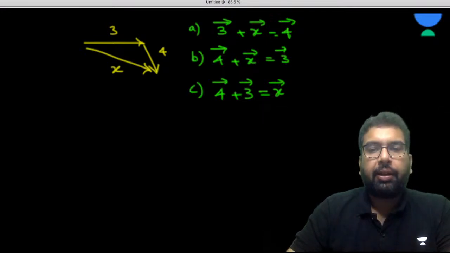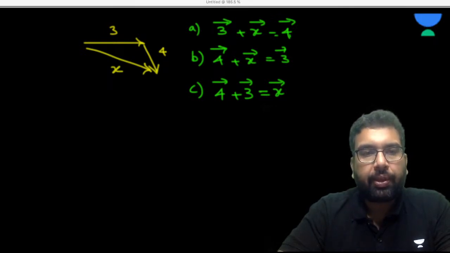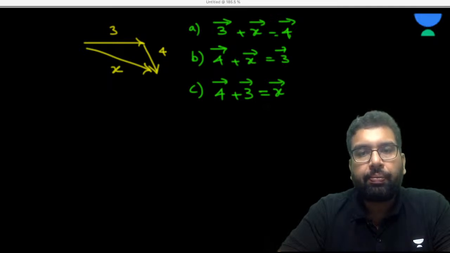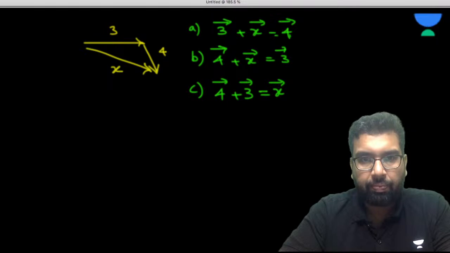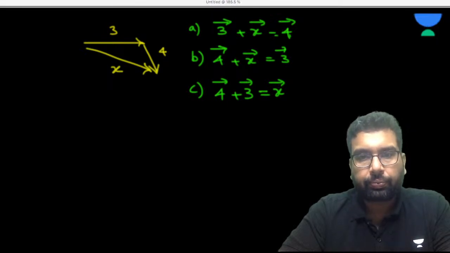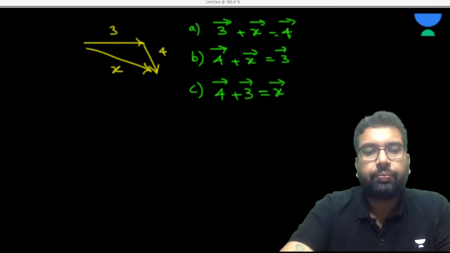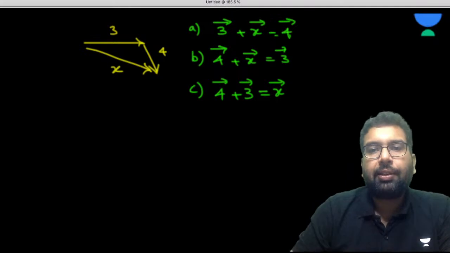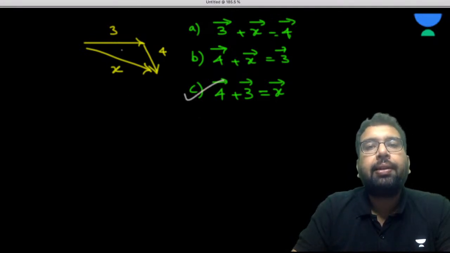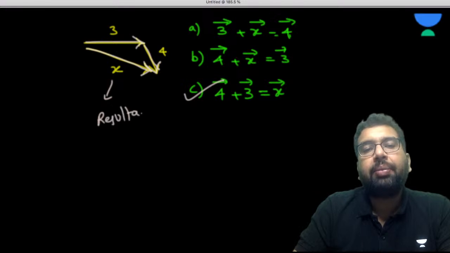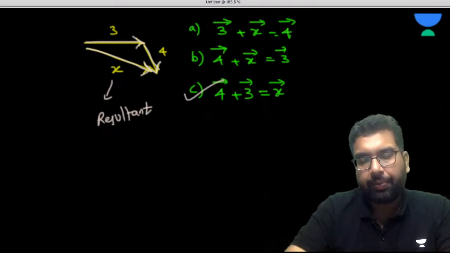Now, which is going to be the correct one in this? Can you answer? Which is going to be correct, sir? C is going to be correct, sir. How come, sir? Now see, this is a triangle. These two sides are in the same order, and this is in the opposite order. So this is the resultant. Understood, beta? Wonderful, so you got this point.